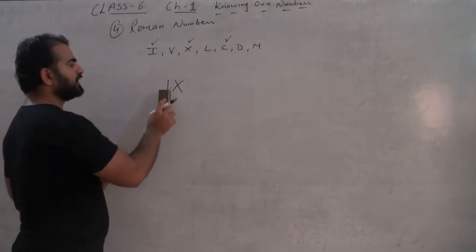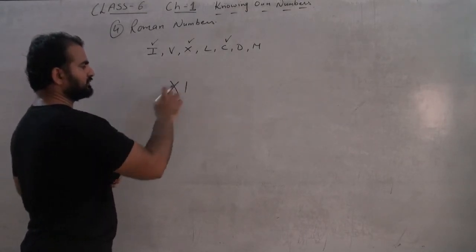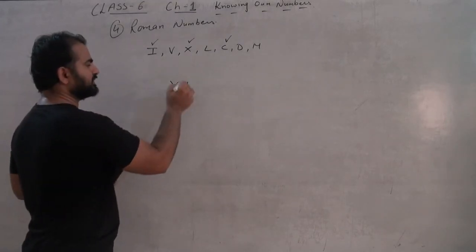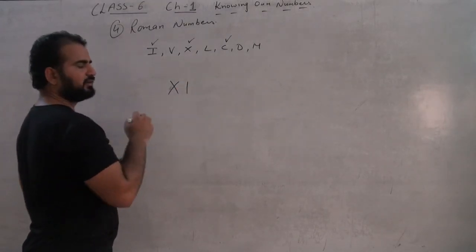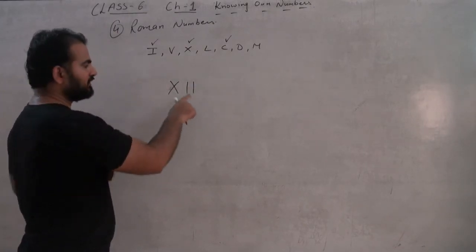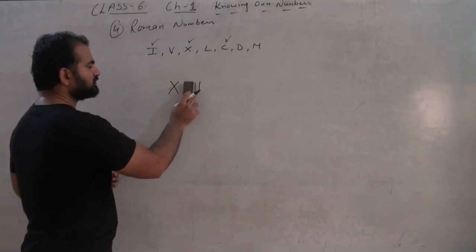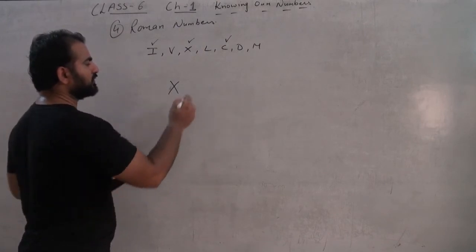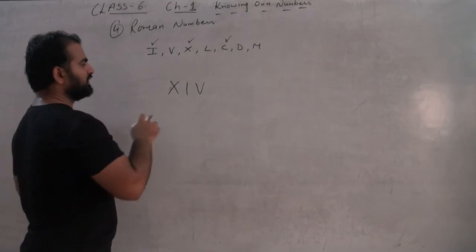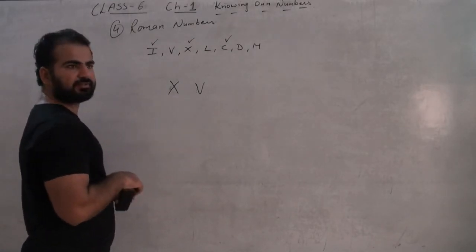Next is how to write 10. We can write 10 by using this X. Okay. Next 10 plus 1, it will be X and I. Next 10 plus 2, 12, it will be X and then 2. Next 13. How to write 14? It will be 10 plus 4. How to write 4? 5 minus 1. Done. Next, how to write 15? It will be like this. It is 15.